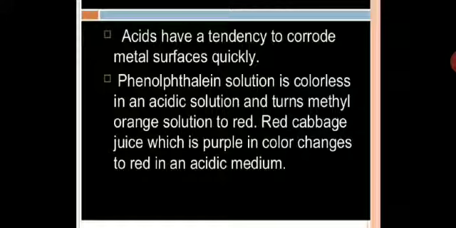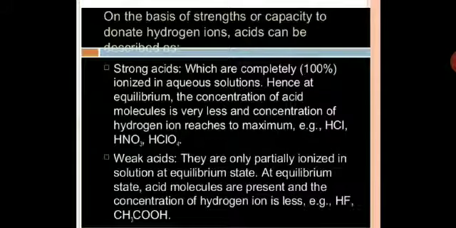So these are the physical properties of acids which we have discussed. You can take down those physical properties as pointers. Now, on the basis of strength, or capacity to donate hydrogen ions, how much H plus ions it can give, acids can be classified as strong acid and weak acid.